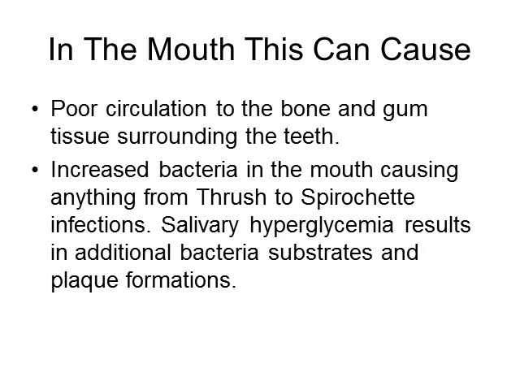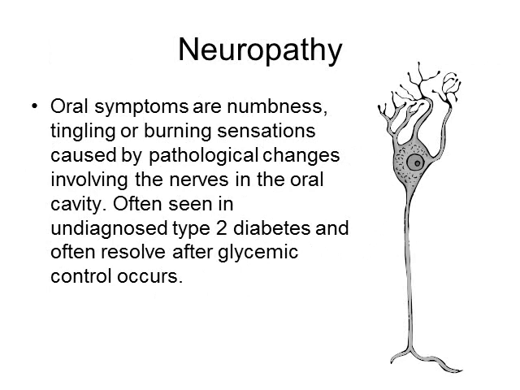In the mouth, this can cause poor circulation to the bone and the gum tissue surrounding each tooth. The increased bacteria in the mouth can cause anything from thrush to spirochete infections. Salivary hyperglycemia, high blood sugar, results in additional bacteria substrates and plaque formations. The person could be experiencing neuropathy. The oral symptoms are numbness, tingling, or burning sensations caused by the pathological changes involving the nerves in the oral cavity, often seen in undiagnosed type 2 diabetics and often resolved after glycemic control occurs.